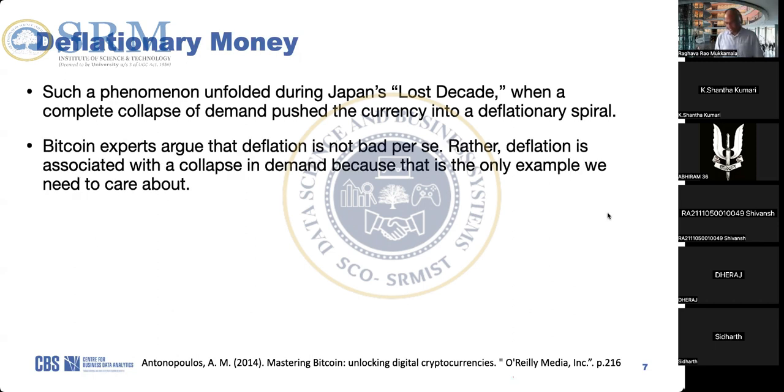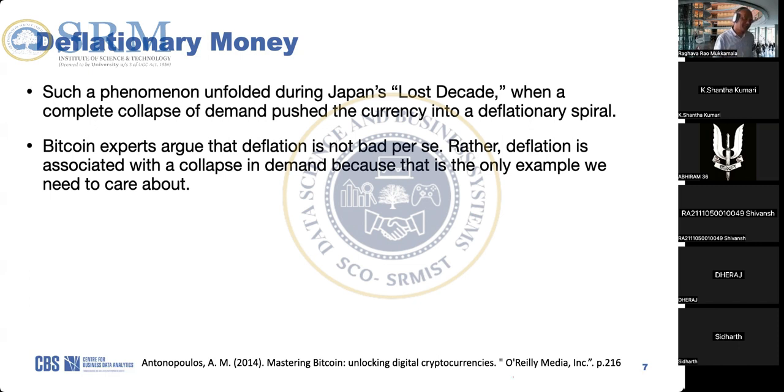So, in a sense, if you ask the economists, they say that deflation is a bad phenomenon. The economy should not enter into deflation. So that's why the governments and central banks try to push more money and other kinds of things so that the economy won't go into deflationary mode and things like that.